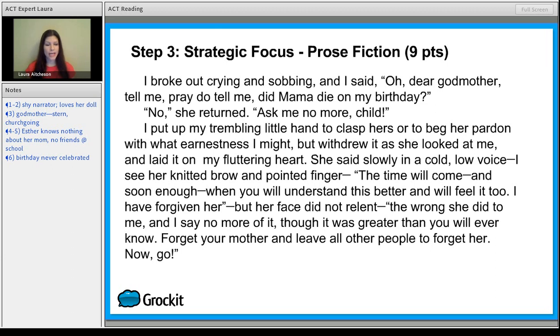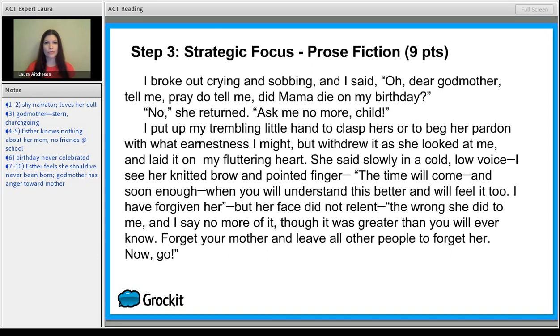Paragraphs 7 through 10 are an interchange, or a conversation, between the godmother and the little girl. What we need to understand is how the little girl feels and how the godmother feels. So Esther feels she should have never been born, and the godmother has anger towards the mother. That's going to leave at least some sort of impact, if not a scar. An emotional scar. So we're seeing where this sadness comes from, and we need to keep this in mind when we look at answer choices.